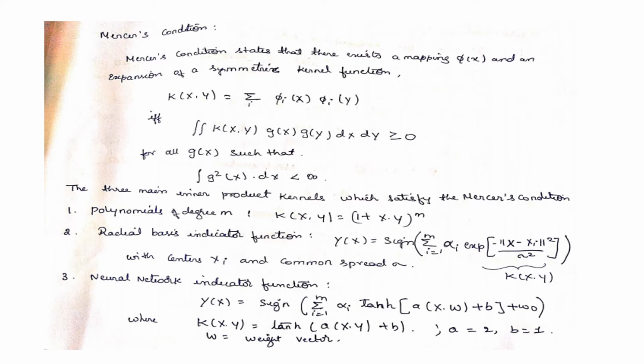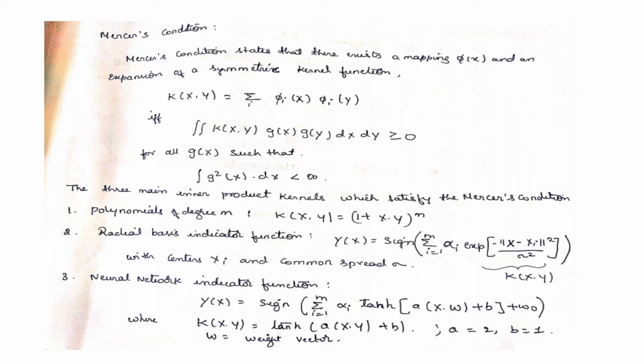So there are a number of approximation functions. For your syllabus we have defined only 3 functions. One is the polynomial of degree m, where the kernel function k of x comma y can be defined as 1 plus x dot y to the power of m. We have seen the example for the polynomial, how k of x comma y is equivalent to 1 plus x dot y to the power of m, where m is the dimension of the input data point.